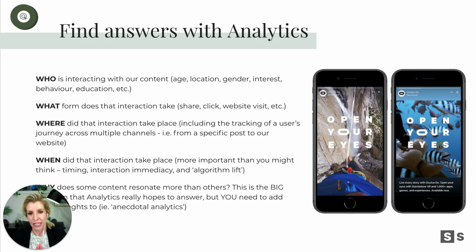Where did that interaction take place? And that includes tracking their journey across multiple channels. So did they go from a specific post on my Instagram page to my website and purchase? Of course, I can see all that if I set up my Facebook events properly and I'm optimizing for that conversion. Or I can see it sometimes in my Google Analytics if I set that up right.